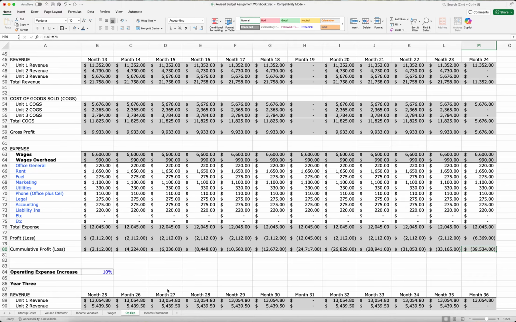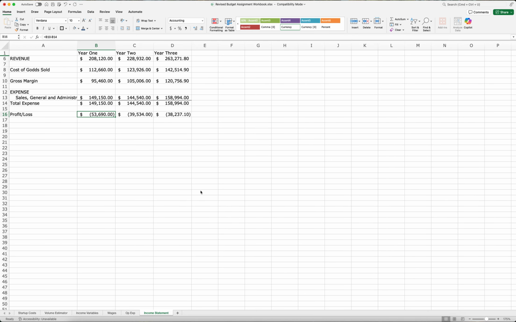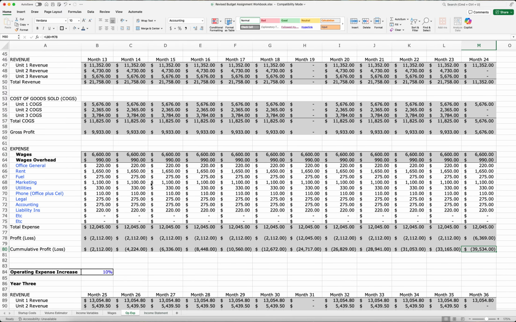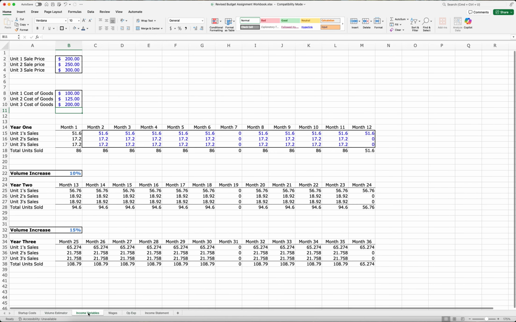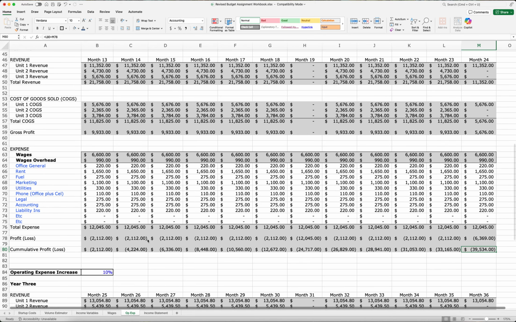And then if you hit the final tab, it gives you a pro forma. Revenue minus cost of goods equals gross margin minus expenses. And you see, you lose 50 grand your first year, you lose 39 and 38. And at this pace, it would take you about 38 years before you break even. So this is where you then go back and measure. You would look and say, maybe my volumes are off, or maybe my wages are too high.